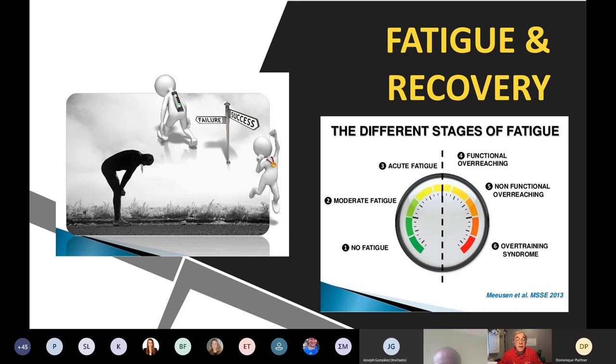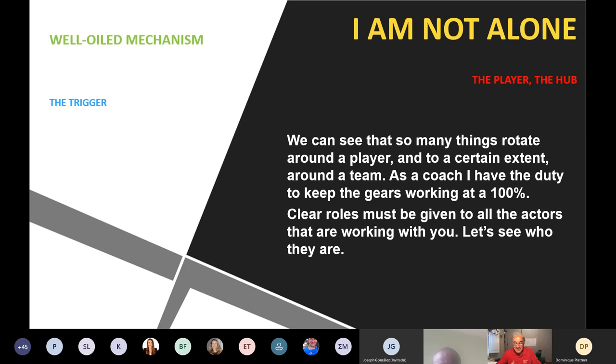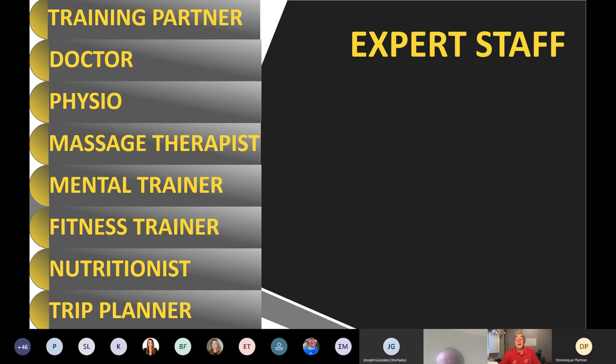So yeah, after talking and seeing so many things, I can say I'm not alone. So the player is the hub, and everything is rotating around him. And if you are the coach of this player, you have to be, you know, how to say, the ground control. So the player is the hub and you are the ground control. So you supervise everything. So to do this, we have to work in a team, and you need the expert staff.